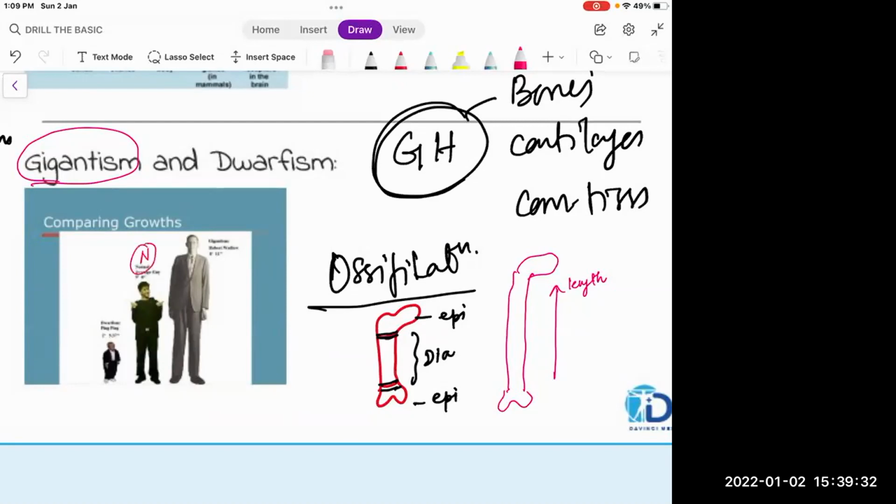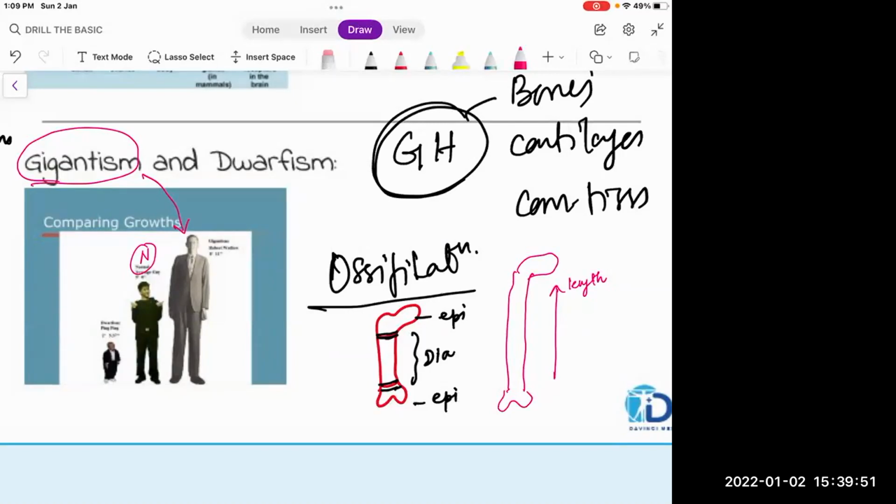So this is the normal person. And if you look at the gigantic person, he will be very, very, very tall. Lengthy bones, the long bones, the femur will be very long, and the humerus is long, everything is long. So the person will become gigantic.